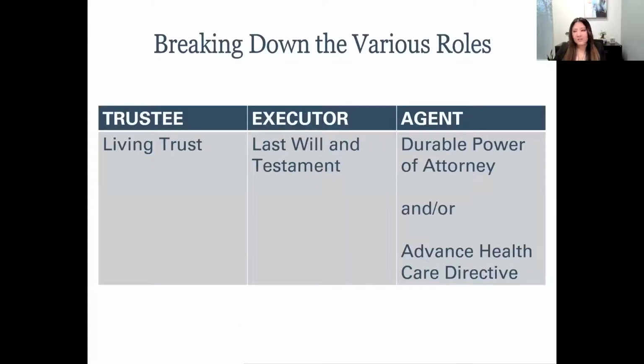First, what we want to talk about is breaking down the various roles that you would potentially be acting as: either trustee, executor, or an agent. It all depends on what document you've been nominated in any of those capacities. For a trustee, the terminology would apply for a living trust. If you're an executor, that's going to apply to a last will and testament. And if you're an agent, that's going to apply if you are appointed under a durable power of attorney and/or an Advance Health Care Directive.